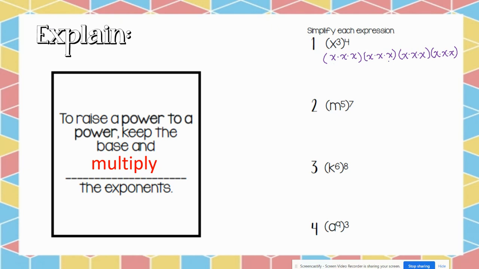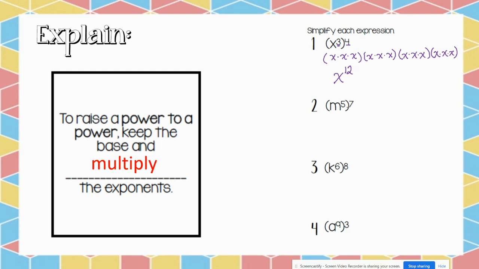Well, when I look at what I really have, it is 12 full x's being multiplied by each other, which means that I have one x that is being raised to the 12th power. An easier way of getting that is taking my exponent of 3 and multiplying by my exponent of 4 to get my exponent of 12.